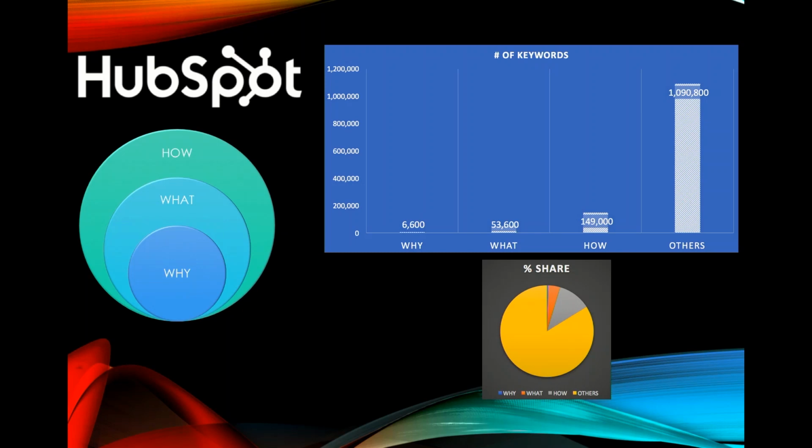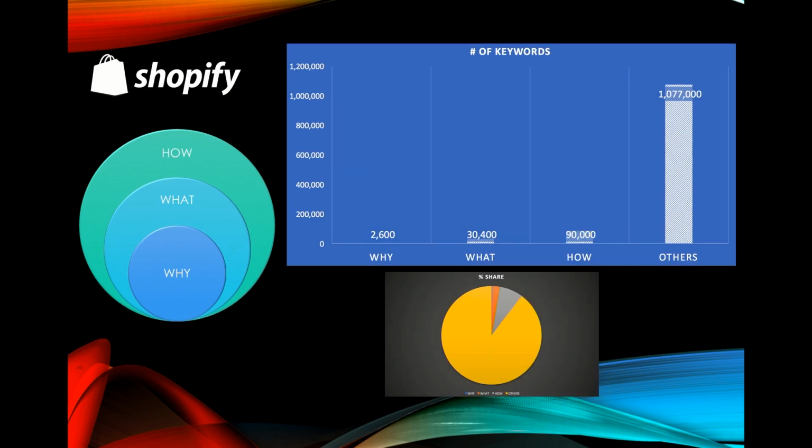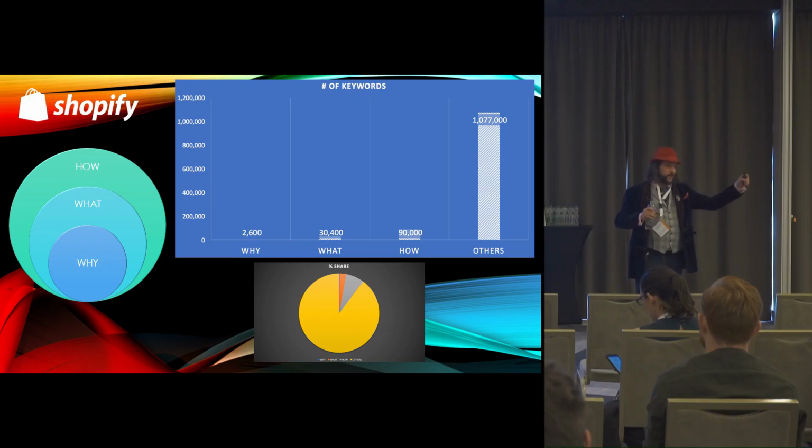So I have another example. There is a software called Shopify. They are absolutely fantastic in terms of content marketing. And what a surprise, we have exactly the same pattern. How, then what, then why. And if you go to SEMrush and do the same exercise in Polish, then jak is way more popular than kiedy, gdzie, czemu, dlaczego. And the same with other languages.